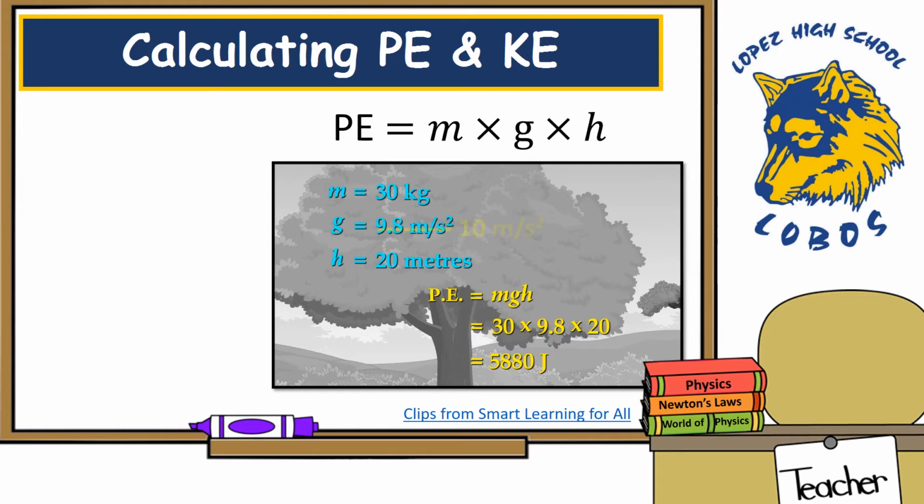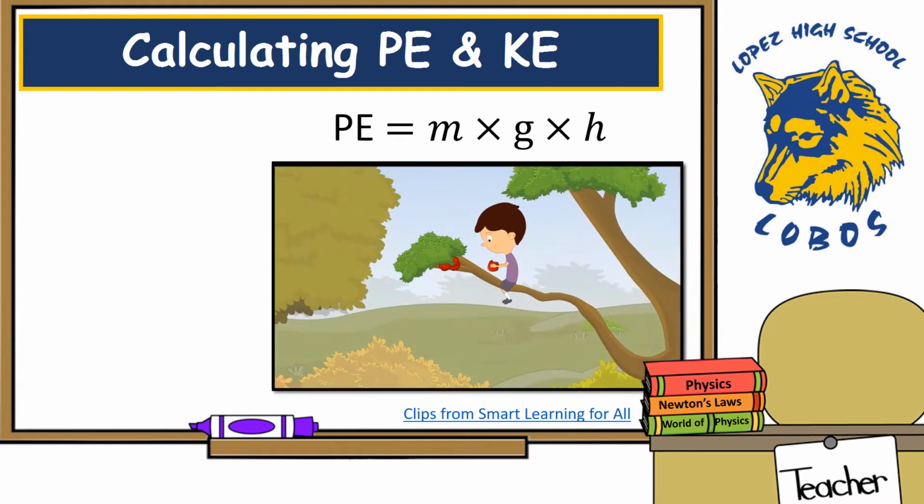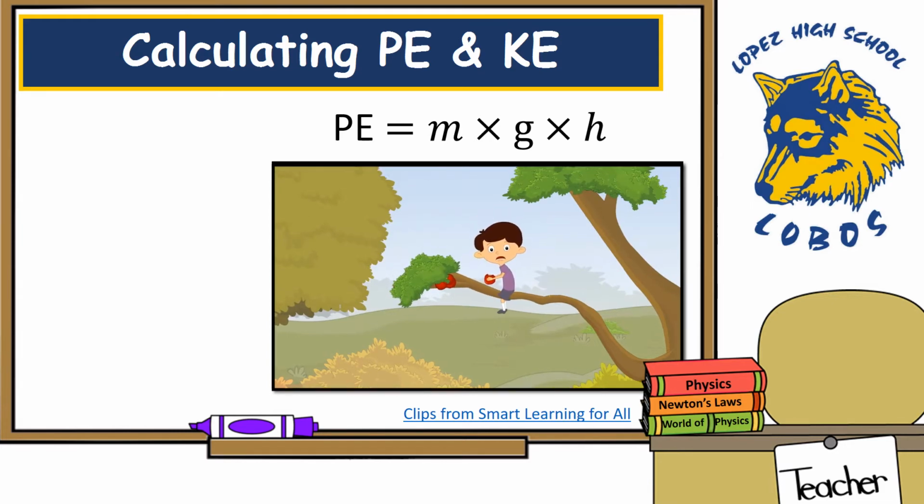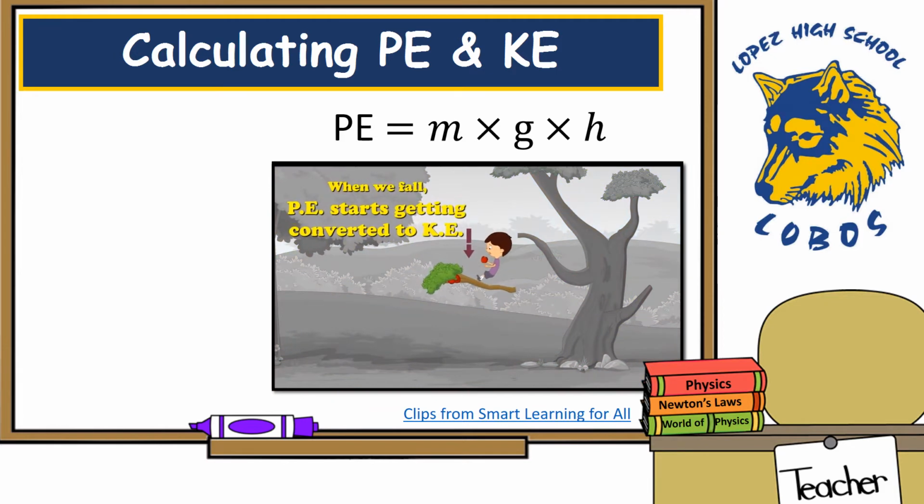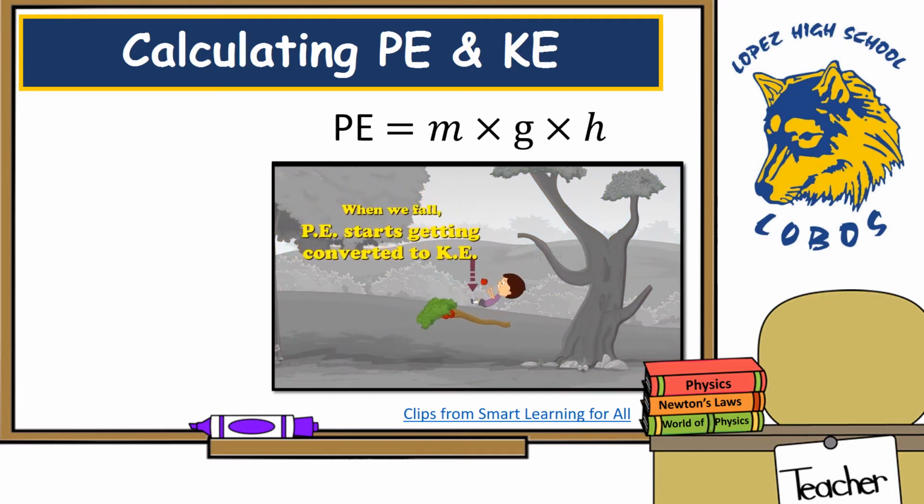All we would have to do is multiply 30 times 9.8 times 20, and this would give us 5,880 joules. Now remember, for the purposes of our class, we tend to round the value for gravity to 10 meters per second squared. So don't get confused when you see 9.8. It still means the same value. We're just rounding it to 10. So what does 5,880 joules of potential energy actually mean? It means that if this branch were to break, the boy is going to fall with a potential energy of 5,880 joules that's going to get converted into kinetic energy, causing him to fall down at a high velocity.